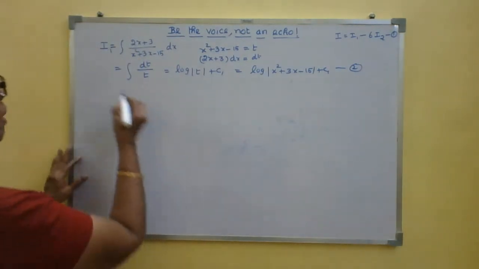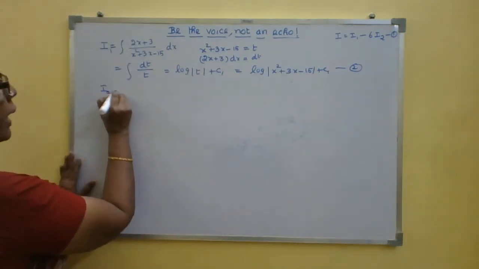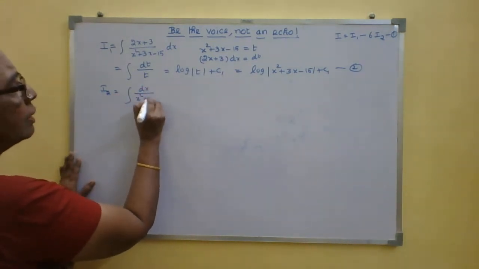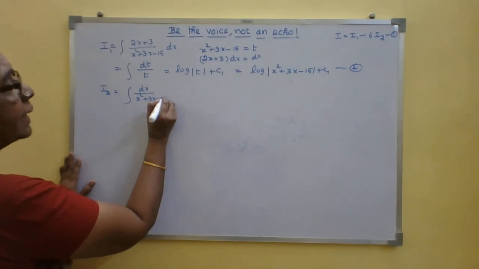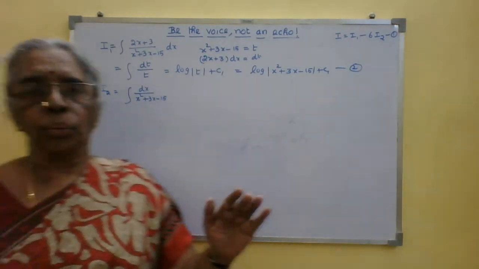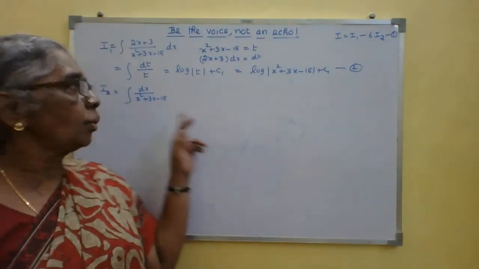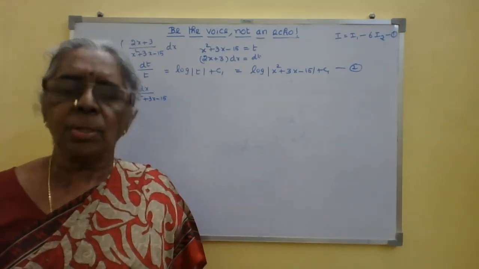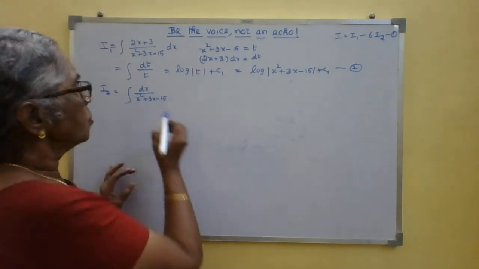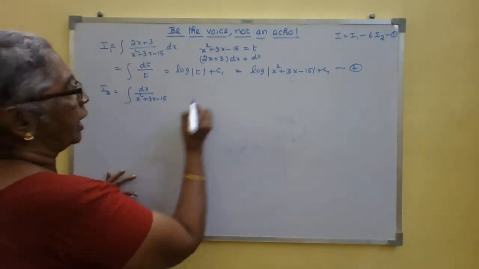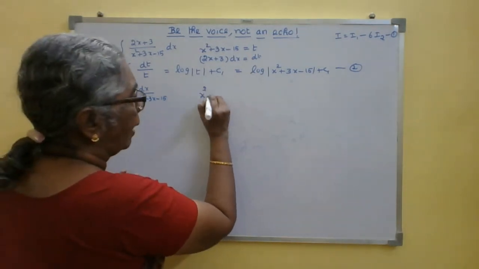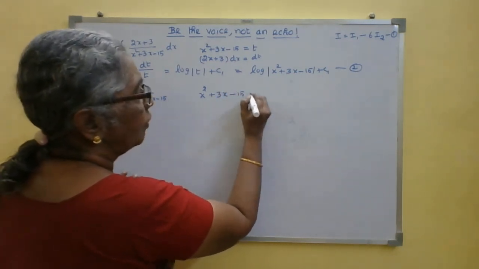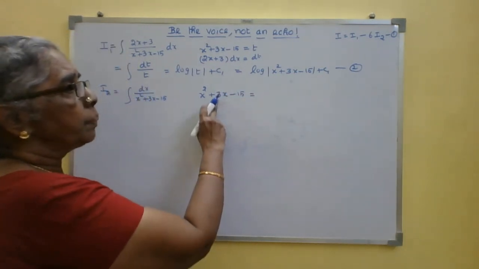Now let us come to I2. The I2 is integral of dx by x squared plus 3x minus 15. Now the numerator is a constant, the denominator is a quadratic, not factorisable. So you have to use the completing the square method. For completing the square, let us write the algebra part. That is the quadratic x squared plus 3x minus 15. You know how to proceed.